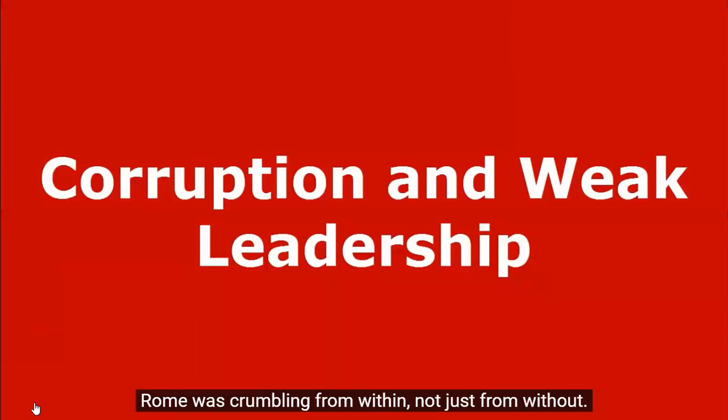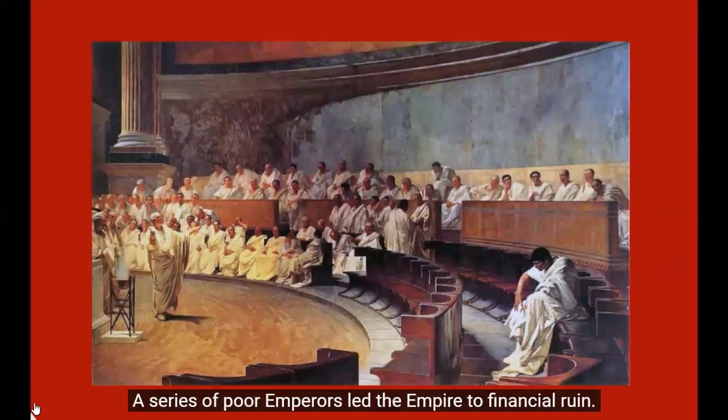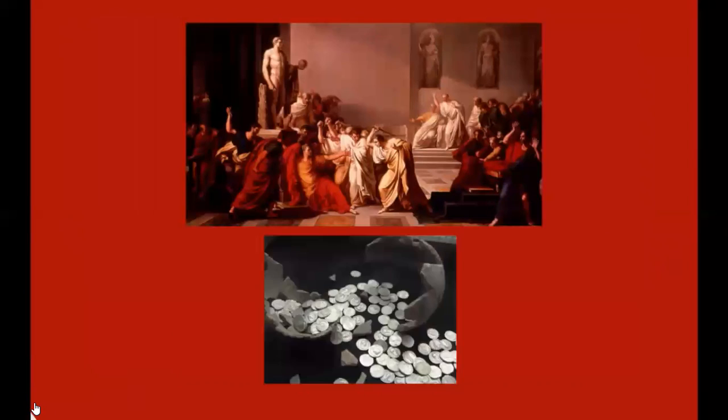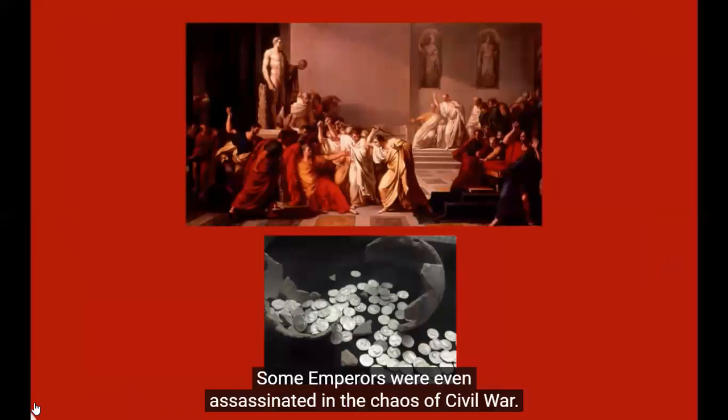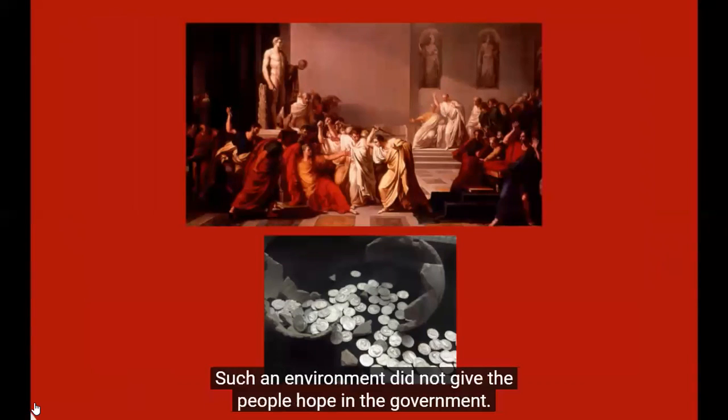Rome was crumbling from within, not just from without. Severe corruption in the government, as well as unstable leadership, spelled disaster. A series of poor emperors led the empire to financial ruin. Some emperors were even assassinated in the chaos of civil war. Such an environment did not give the people hope in the government.